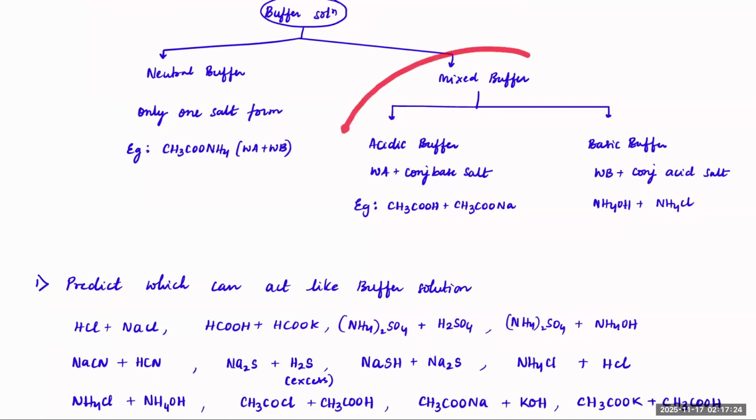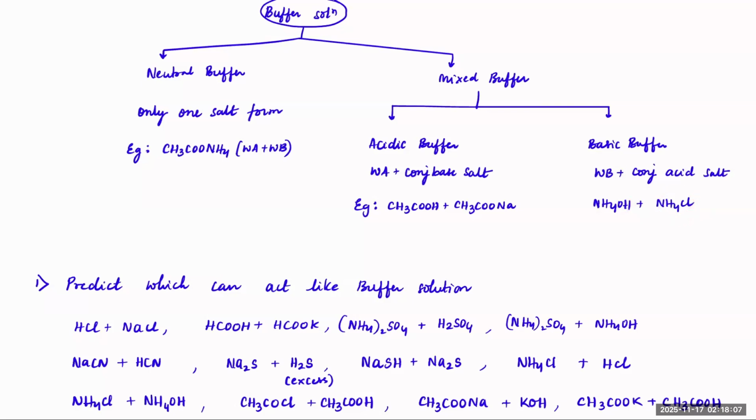Next, see what a mixed buffer is. A mixed buffer comes in two forms, an acidic buffer or a basic buffer. Here, an acidic buffer implies a weak acid combined with a conjugate base salt. A weak acid like CH3COOH combined with a conjugate base salt, which is CH3COO minus, that is a conjugate base salt. Next, a basic buffer. A basic buffer is a weak base combined with a conjugate acid salt. The weak base is NH4OH and its salt is ammonium chloride.